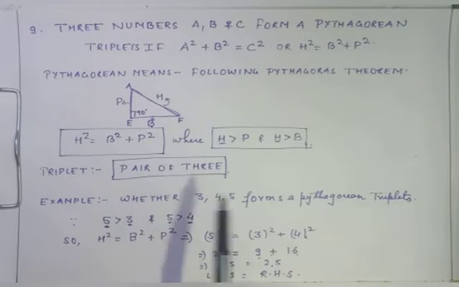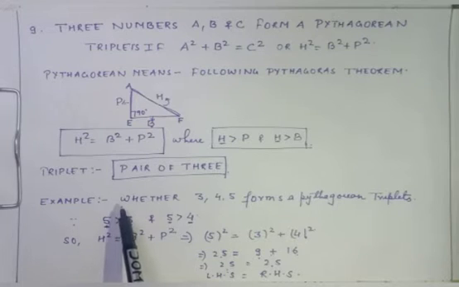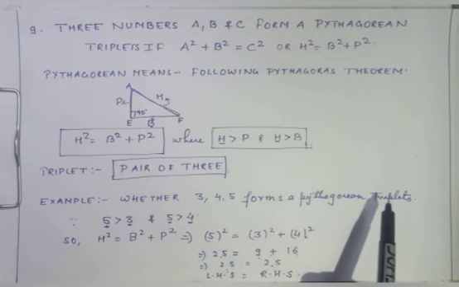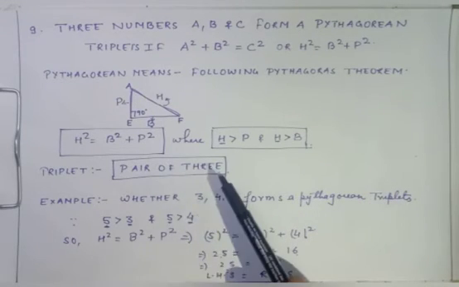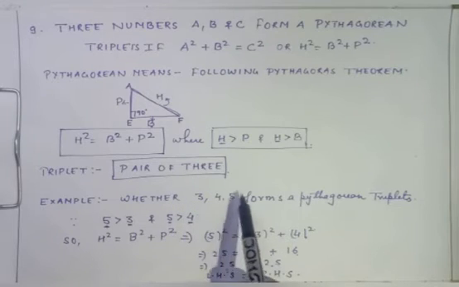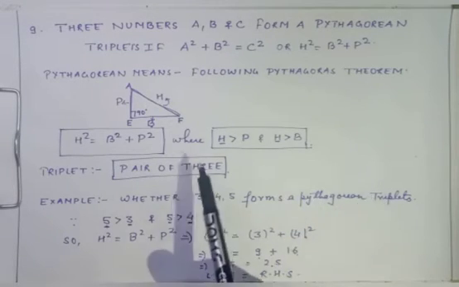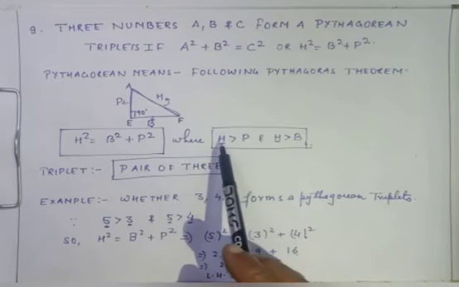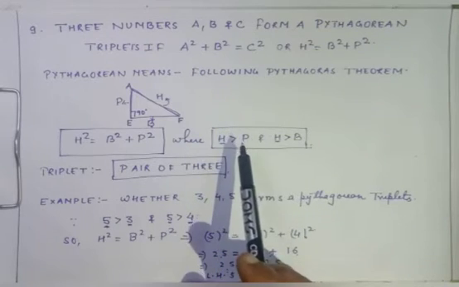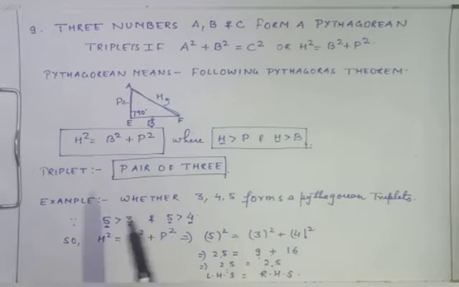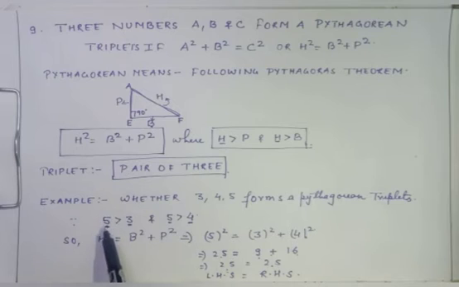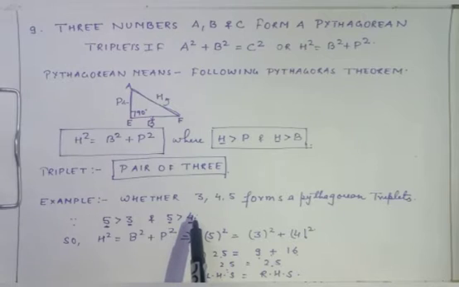Let me explain it to you once again. Over here we have to find out whether the three numbers given to you form a Pythagorean triplet or not. As I have told you before, if three numbers are going to form a Pythagorean triplet, then they have to follow Pythagoras theorem. According to the condition, H is greater than P and H is greater than B. Over here 5 is greater than 3 and 5 is greater than 4. So 5 is the hypotenuse, 3 is the base and 4 is the perpendicular.